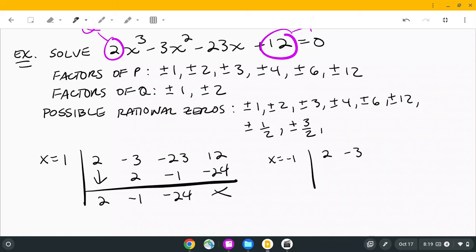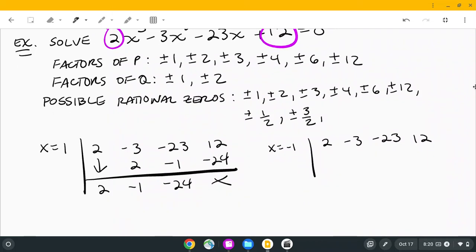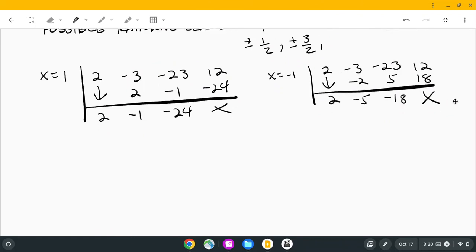2, -3, -23, 12. And let's make sure we copied all the numbers right. Okay, so bring this down. 2, -2, -5, 5. What is that? 3, 4, 5, -18, 18. That doesn't work either. Okay. All right, let's try 2.